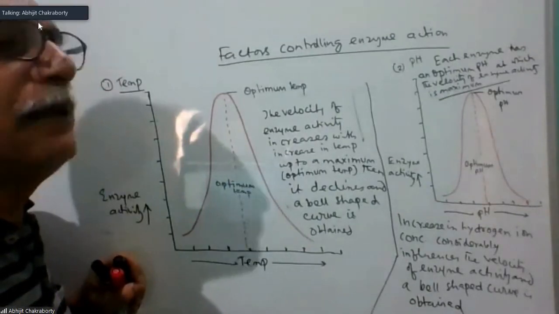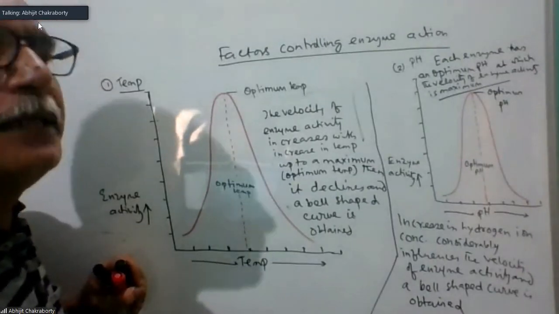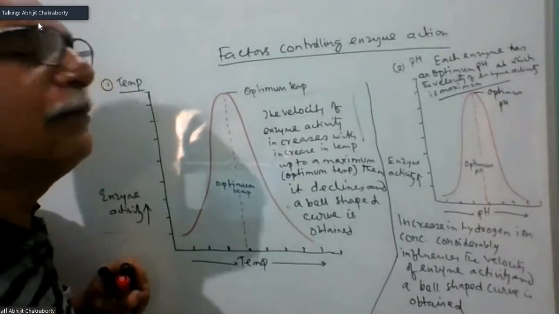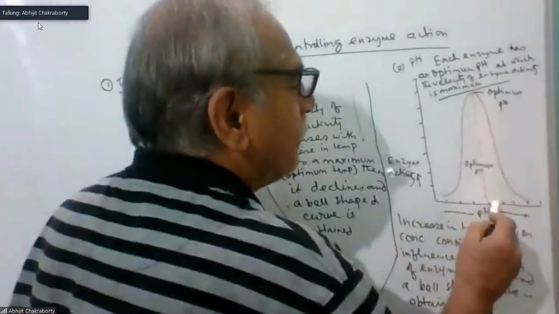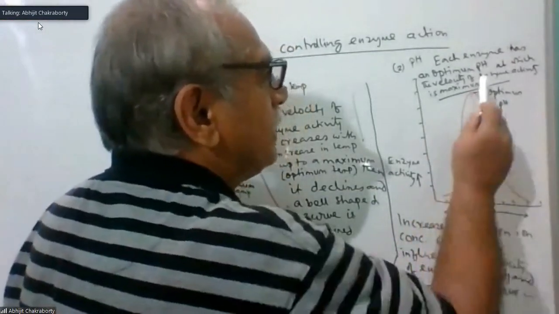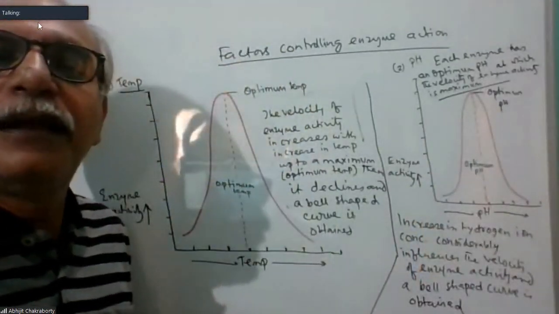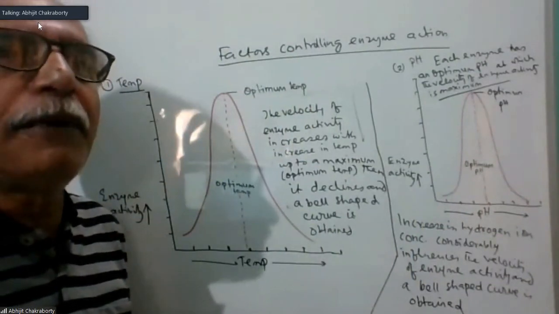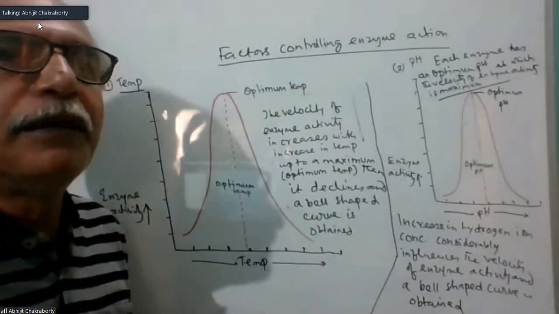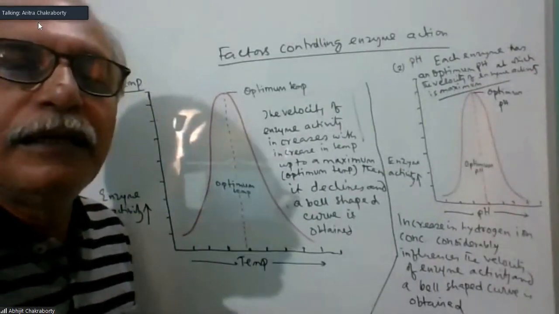For example, I am telling you, for trypsin, optimum pH is 8.5. So, if it is 8.5, what is the curve of trypsin? Here you will get the maximum velocity of the enzyme. Are you getting me? Beyond 8.5 or below 8.5, there should not be the maximum velocity. Are you getting me? Yes, sir.